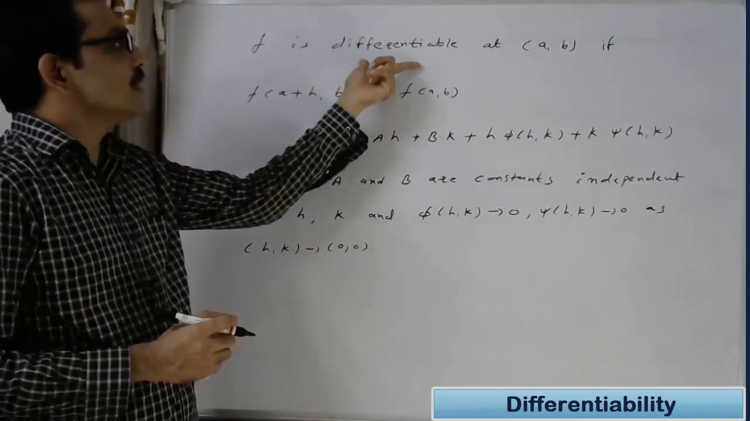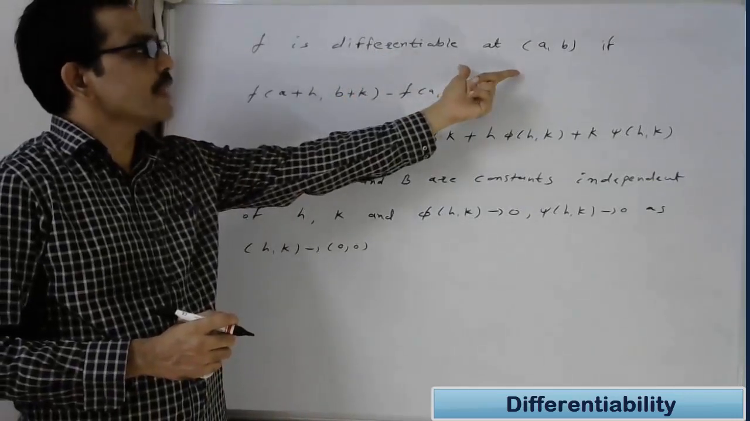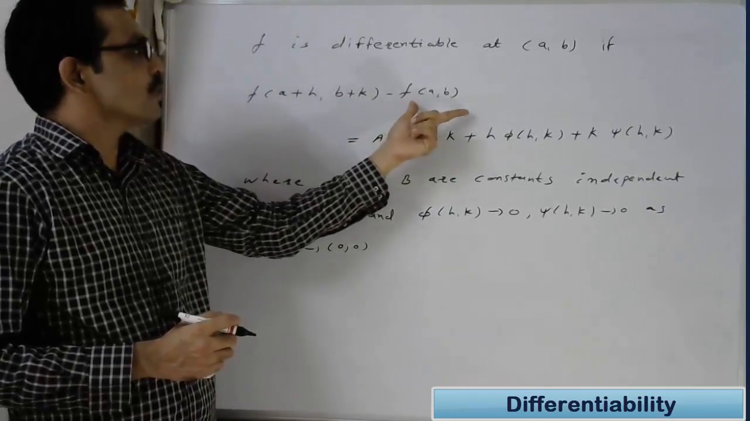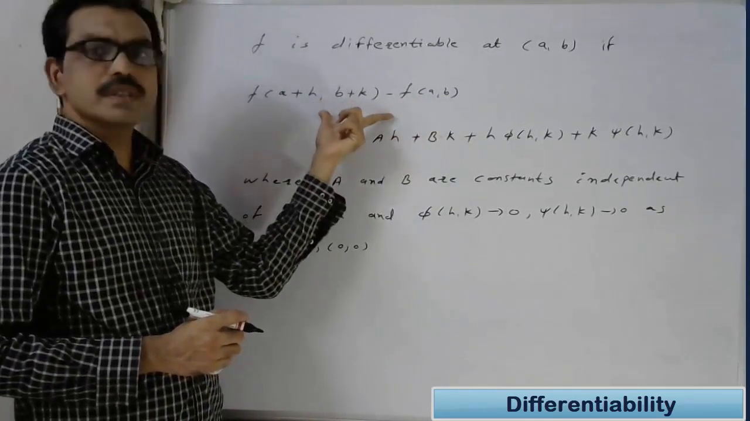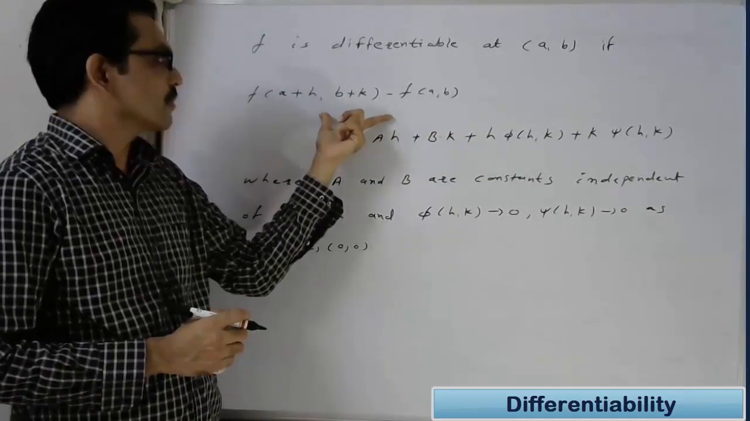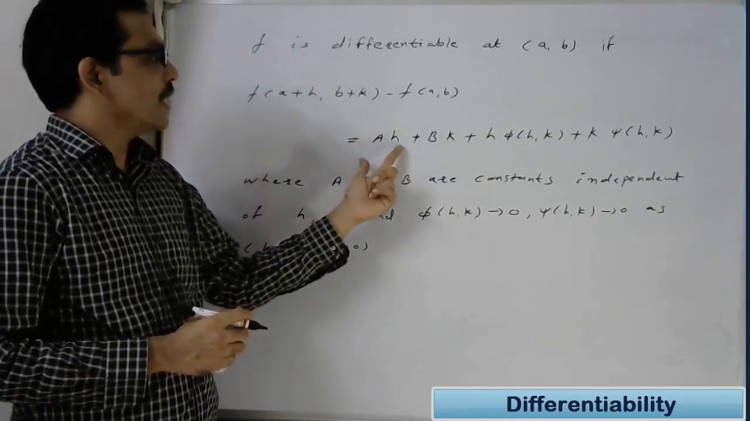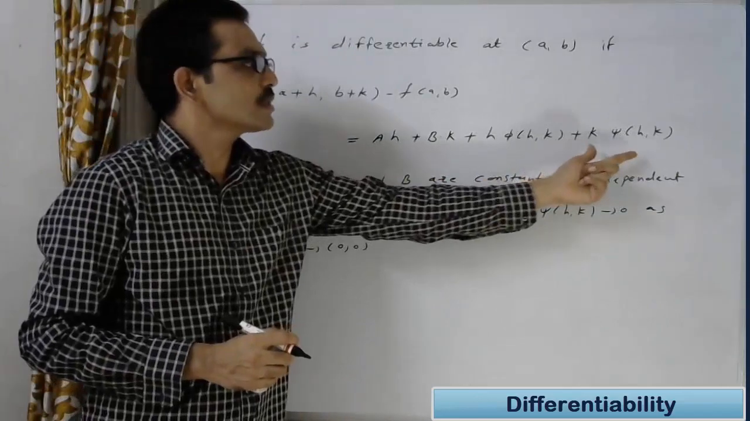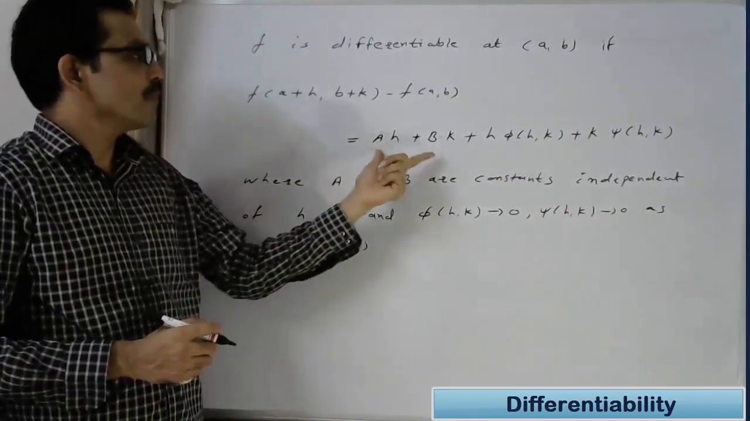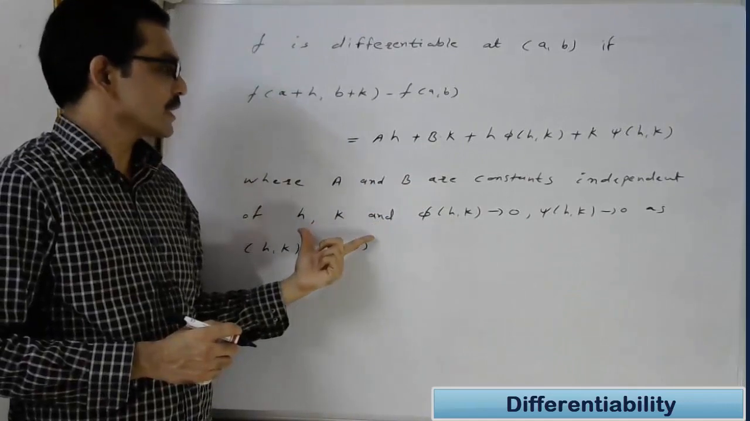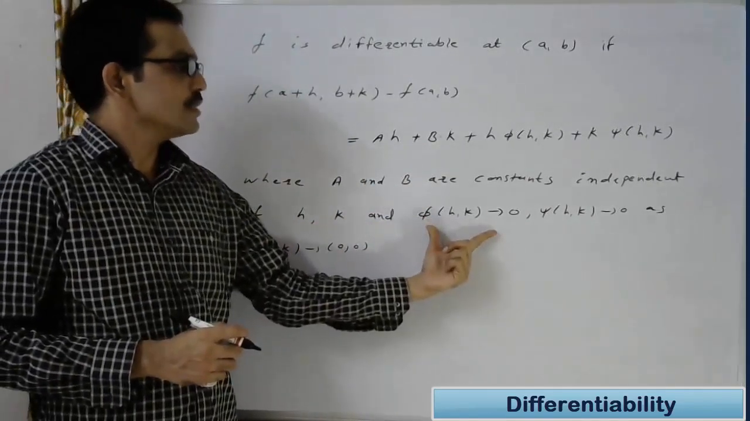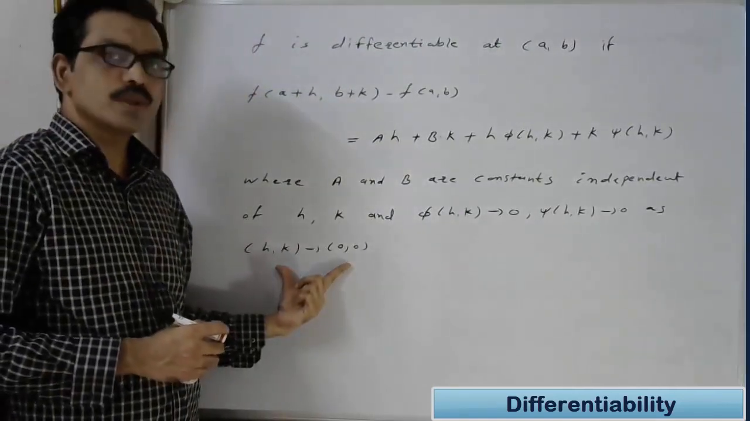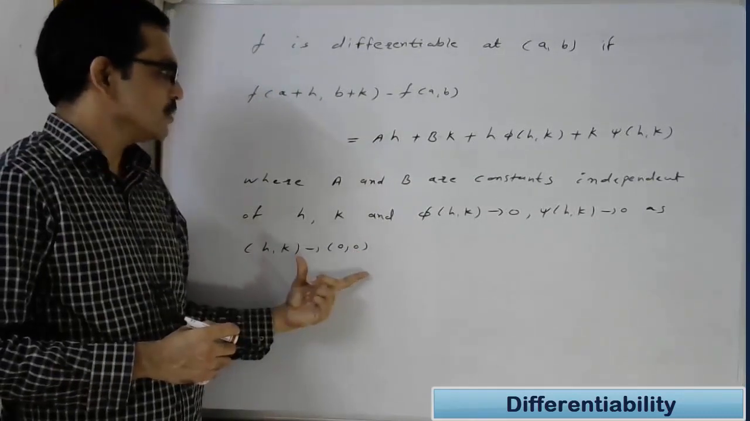The function f is differentiable at the point (a, b) if f(a+h, b+k) minus f(a, b), this difference, which is called the increment of f, is equal to ah plus bk plus h times phi(h, k) plus k times psi(h, k), where a and b are constants independent of h and k, and phi tends to 0, psi tends to 0 as the ordered pair (h, k) tends to (0, 0). Here h tends to 0, k tends to 0.